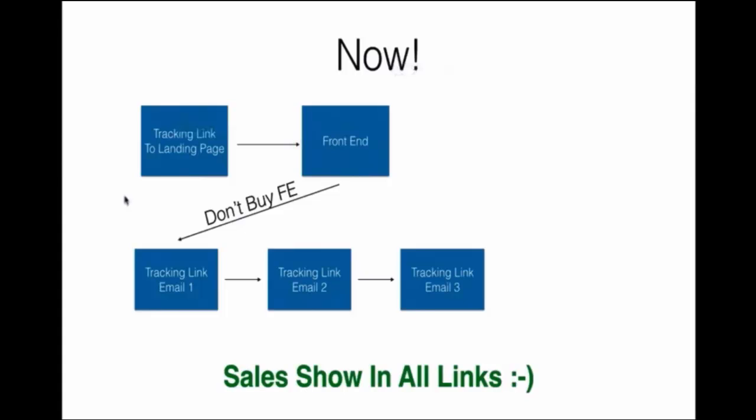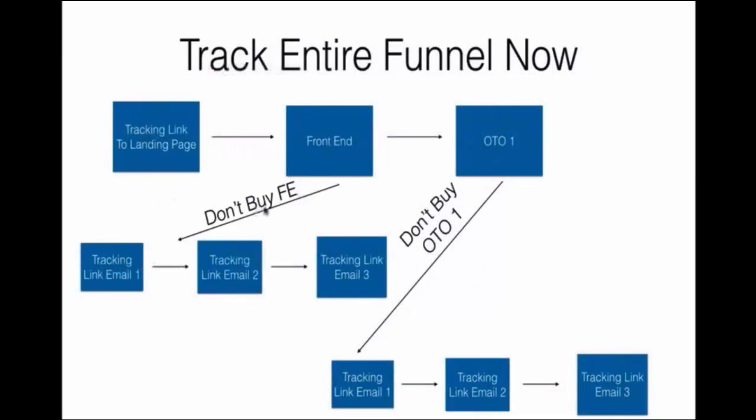Now, another way you can use it is if you have a little bit more complicated funnel. Let's say you have a tracking link that goes to a landing page, your front end product, and then you have an OTO. Now, previously you couldn't track your actual funnel itself. And now you can do that with ClickMagick because of this new feature. So let's say you wanted to actually track and know, okay, what is my front end converting at? What is my OTO1 converting at?